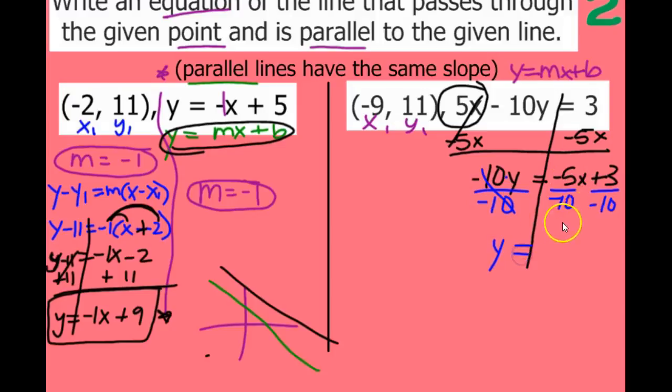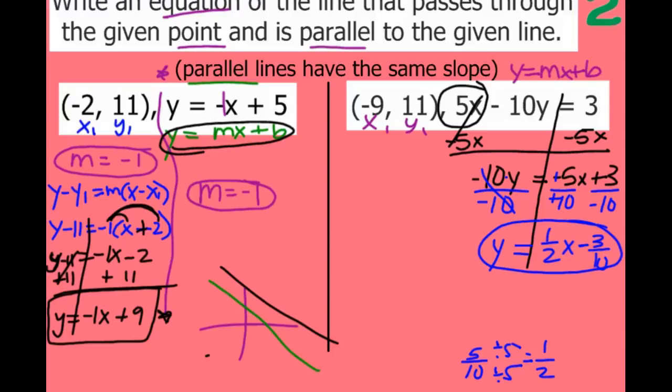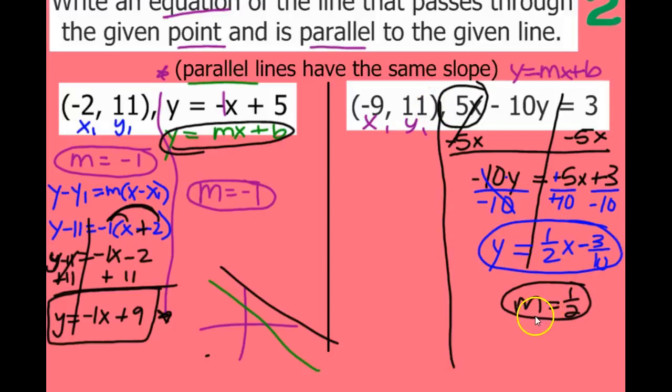So y equals, well, two negatives here make a positive. And 5 over 10 we can simplify by dividing by 5. That's the same as 1/2. So we have 1/2 x. And then 3 divided by 10, we can't simplify that, so it's still just negative 3 over 10. We don't care about the 3 over 10. The only thing we wanted to find from this was our slope. And our slope in front of our x, our m right there, is 1/2. So there's our first equation.